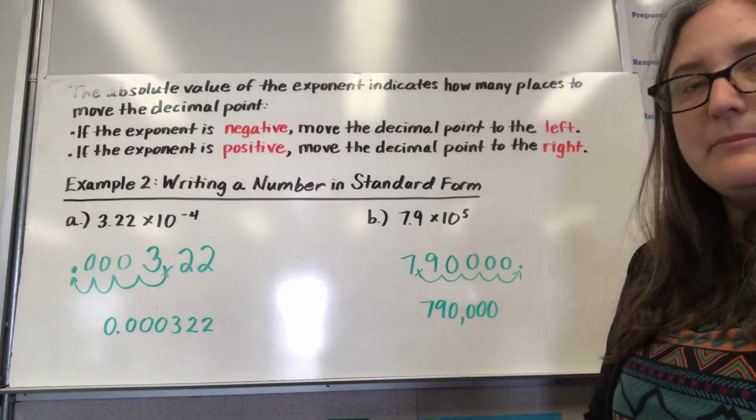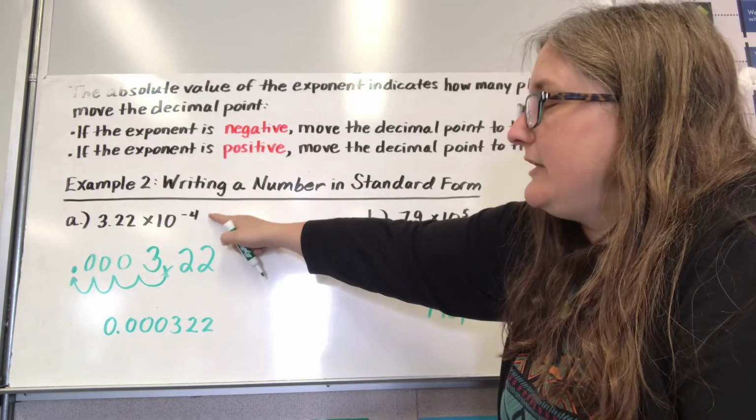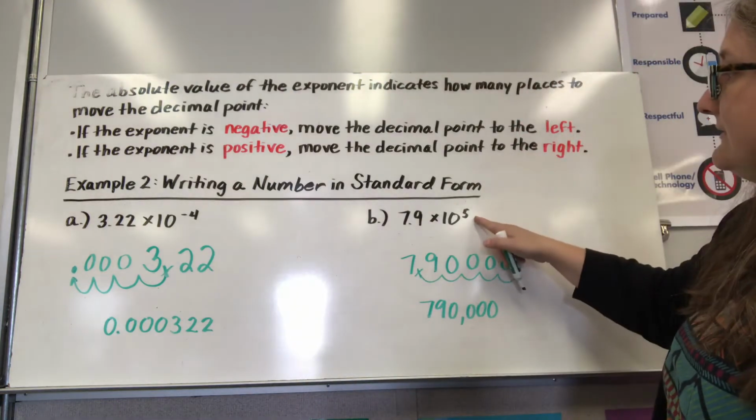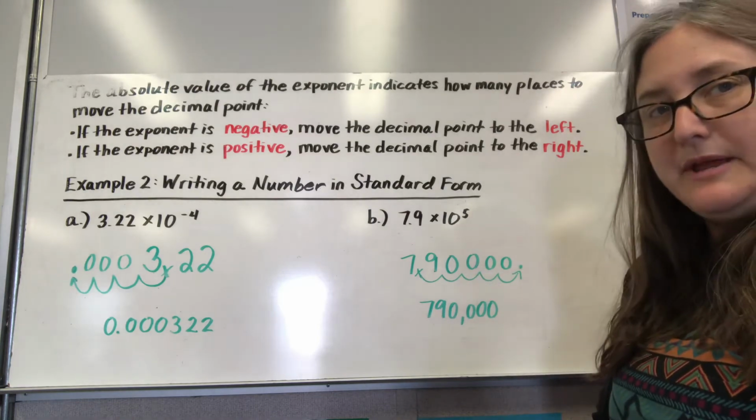When I have a negative exponent, it's going to result in a small number. When I have a positive exponent, it's going to result in a big number.